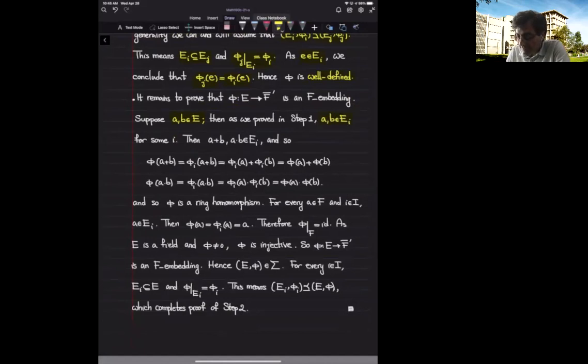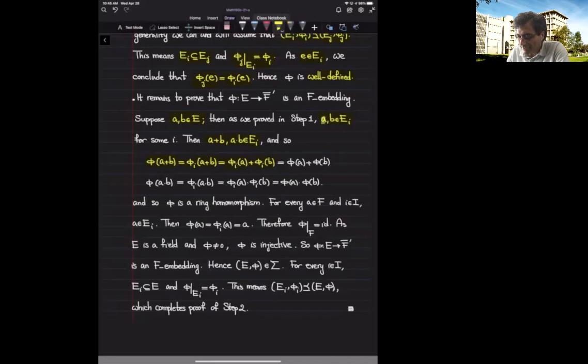Now, E sub I is a field. That means A plus B and A times B, both of them are also inside E sub I. Now, the way that we defined phi of elements, as soon as we find index I, we can apply phi sub I to that element. Because A plus B belongs to E sub I, phi of A plus B by definition is phi sub I of A plus B. But phi sub I is an F embedding. It's a ring homomorphism. So phi sub I of A plus B, and A and B, both of them are inside E sub I. So phi sub I of A plus B is phi sub I of A plus phi sub I of B.